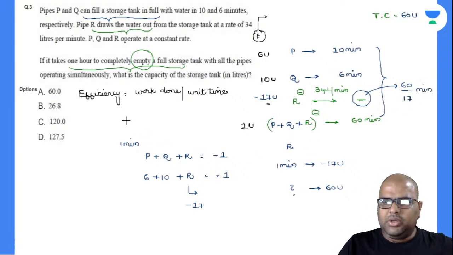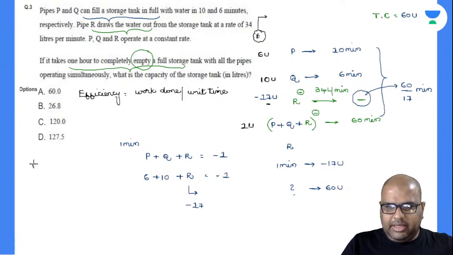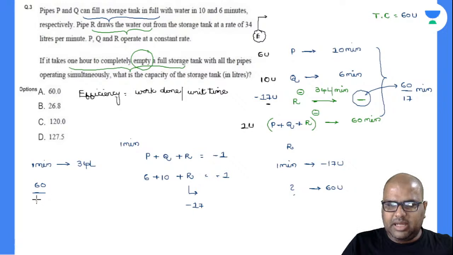Now see, you are asked to find out the storage capacity of the tank. In 1 minute, our tank can empty 34 liters, it seems. So in total 60 by 17 minutes, how much of the tank will be emptied? And that will be the storage capacity of the tank. Am I right or wrong?